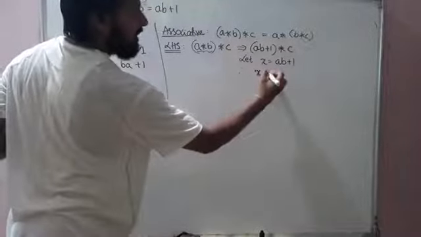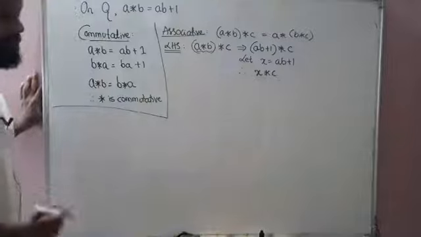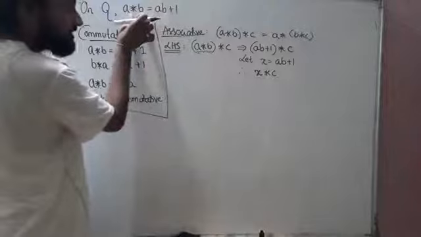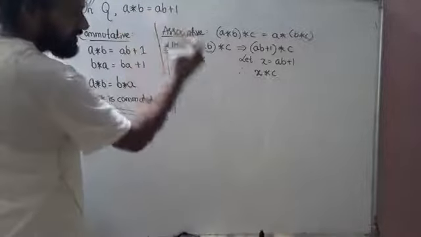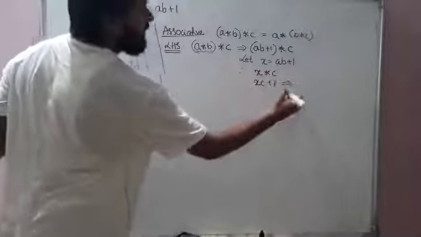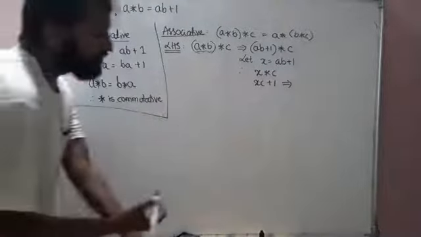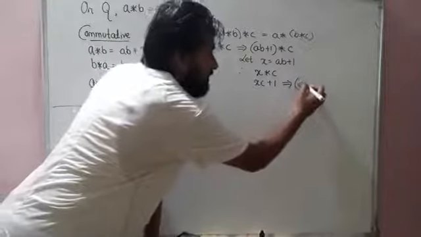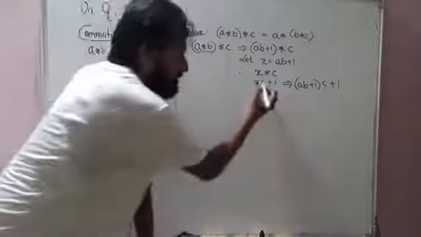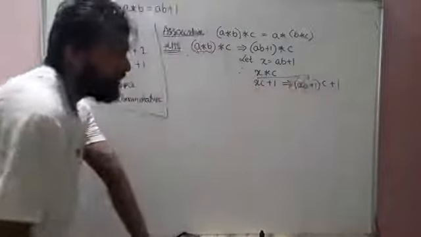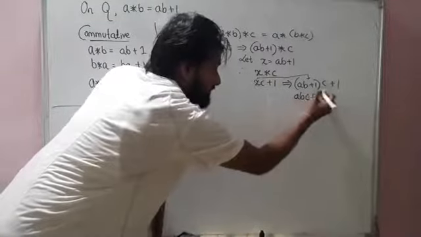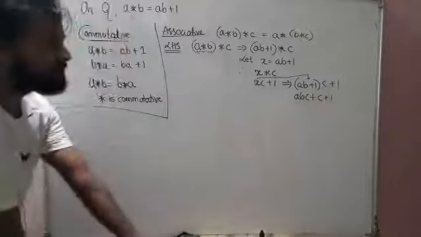So therefore, this becomes X star c. Now you have to tell me, if I have ab, then I'll write ab plus 1. If I have Xc, then I have to write Xc plus 1. Yes or no? Because we have Xc here. So this is Xc plus 1. Now let me replace X. If I replace X, I'll be getting (ab plus 1)c plus 1. I just replaced X with the original value. Now let me multiply c here. So this is abc plus c into 1 is c, plus 1. So this is our LHS.